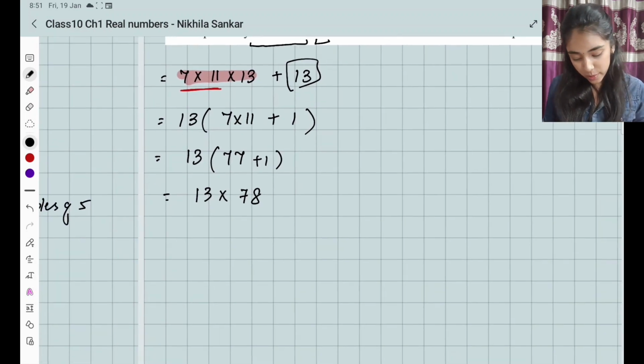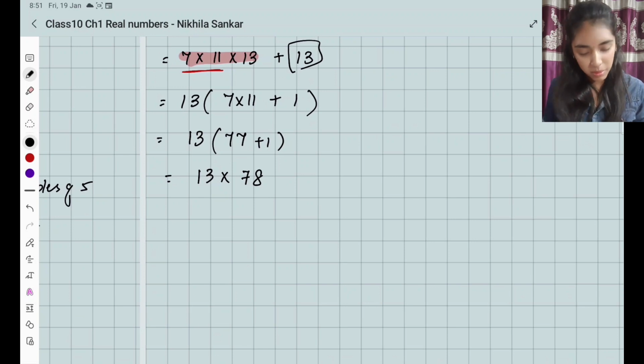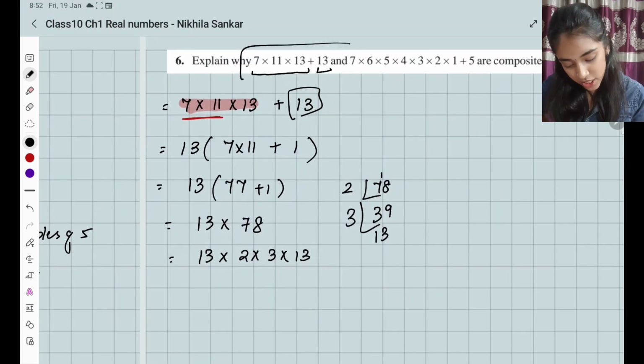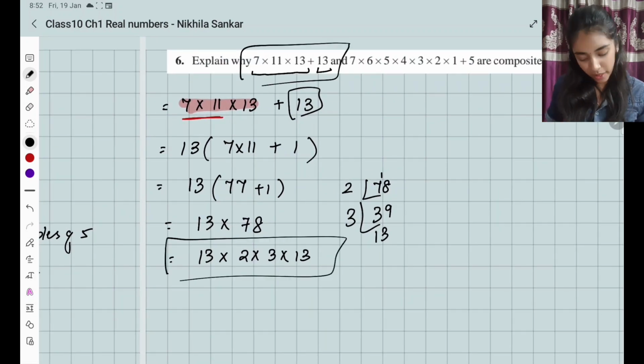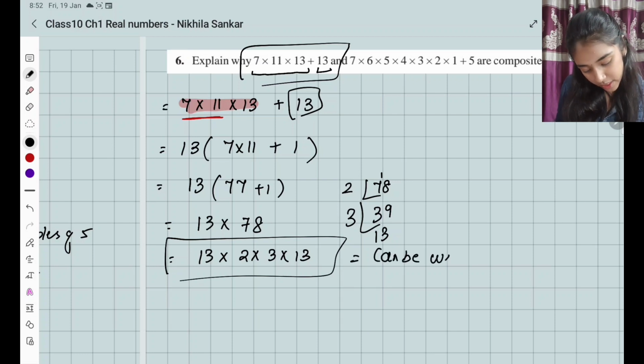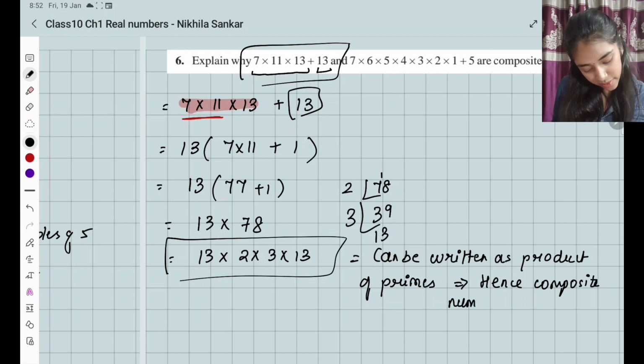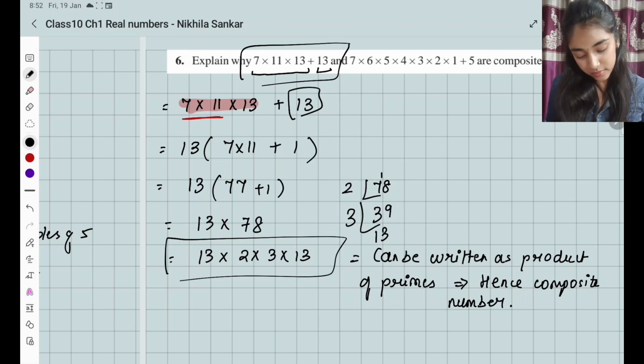Correct? Nama theorem onnu padichirukoma. So ipa 13 irukku. 78 is not a prime number, but 78 a prime number ah maatha mudiyuma? Eppadi? 78 can be written as ipa 2 table na 2 3s are 6, 1 2 9s are 18, 3 13 times. So now 13 into 78 can be written as 2 into 3 into 13. So this particular number, namakku question la kuduthirukra value can be written as product of prime numbers. So this can be written, ipdi dhaan final answer ezhudanum, written as product of primes in any order. Hence composite number. Purinjudha? Composite number oda definition. Adha satisfy pannu thaan paakkanum. Avladhaan. Purinjudha? Simple.